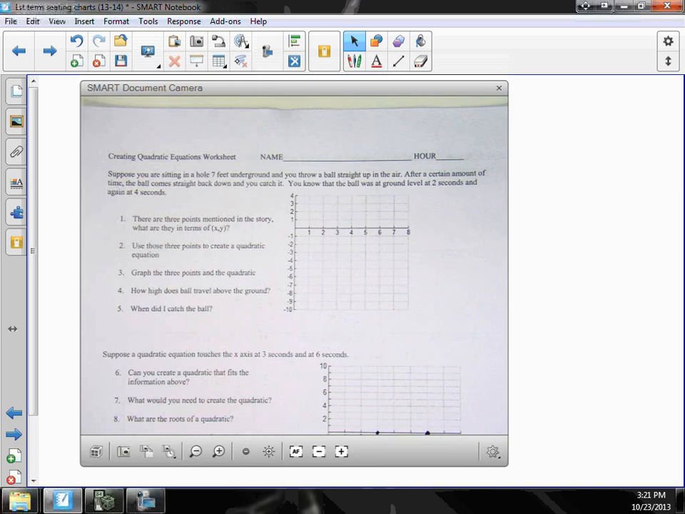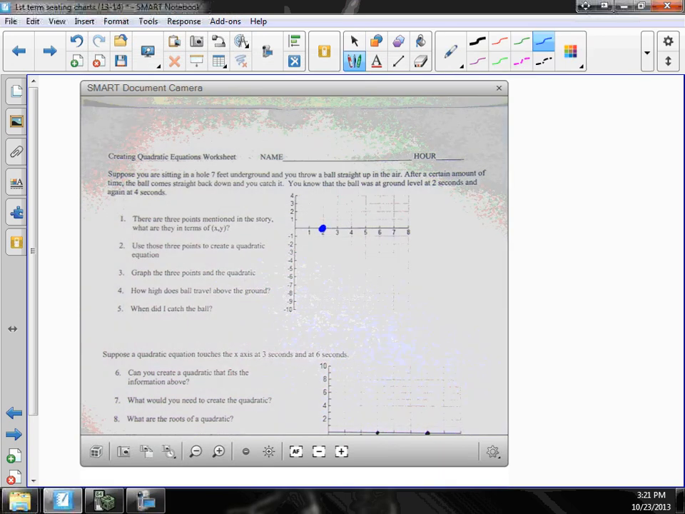So, you know the ball was at ground level at 2 seconds. So we know that at 2 seconds, the ball is level with the ground. And again, at 4 seconds, the ball is level with the ground. And we also know that at time 0, the ball is at -7.